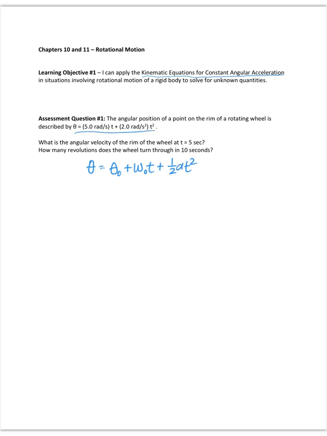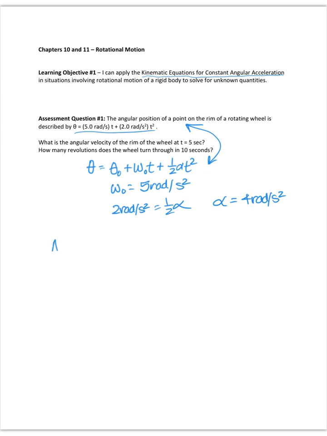If we compare these two, we can see that omega naught is 5 radians per second. We can also see that 2 radians per second squared is 1/2 the angular acceleration. So the angular acceleration in this problem is 4 radians per second squared. I just think it's good to be able to look at those equations and pull that information out of it, whether you're going to use it or not.